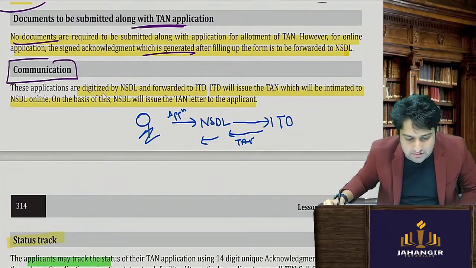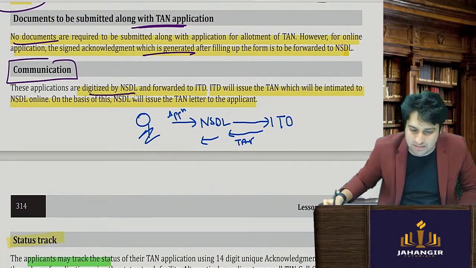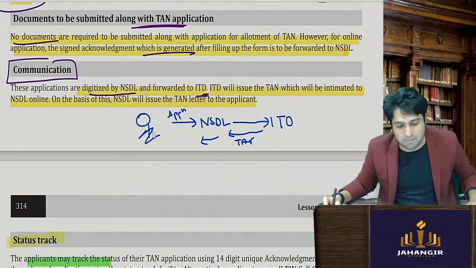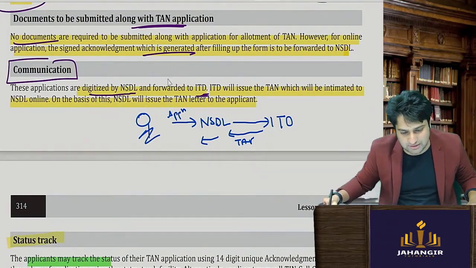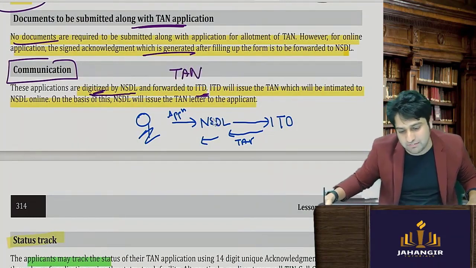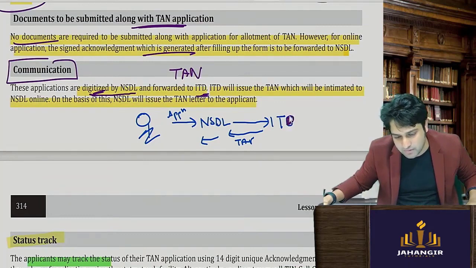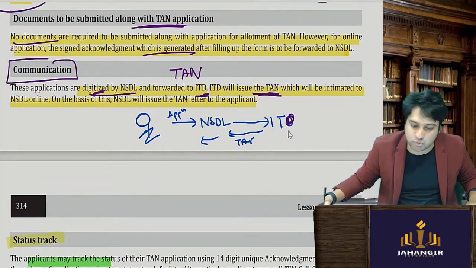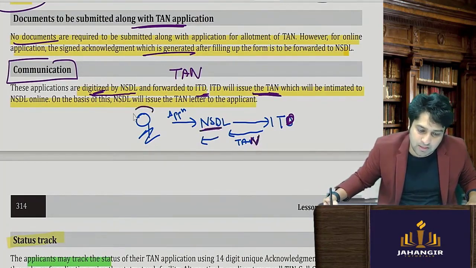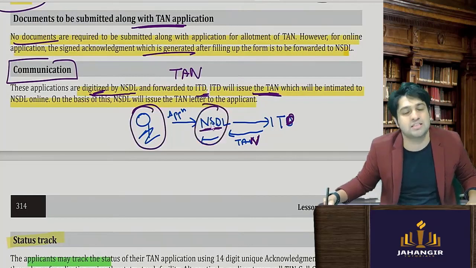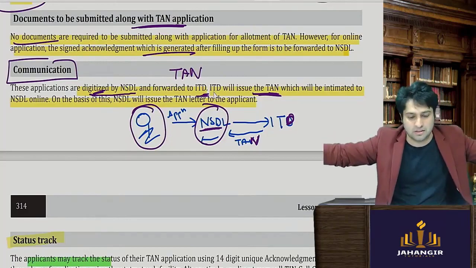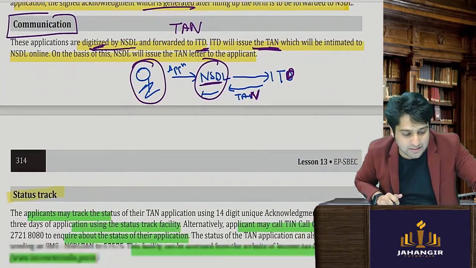Now these applications are digitized by the NSDL, forwarded to the, now pay attention, look at the sequence of the application. These TAN applications are digitized by NSDL, who then give it to the income tax department. Then the income tax department will issue the TAN, and the NSDL will then inform the applicant that this is your TAN number. So NSDL is acting as an intermediary between the income tax department and the applicant.